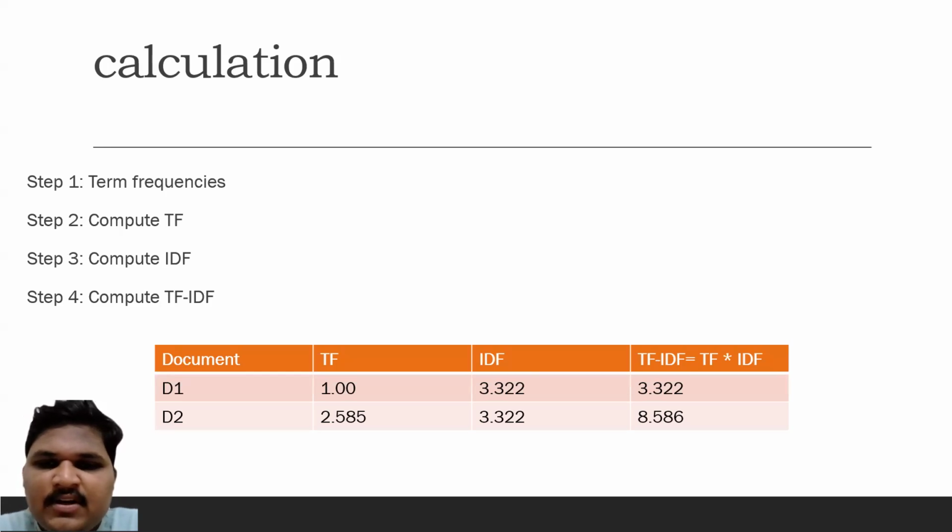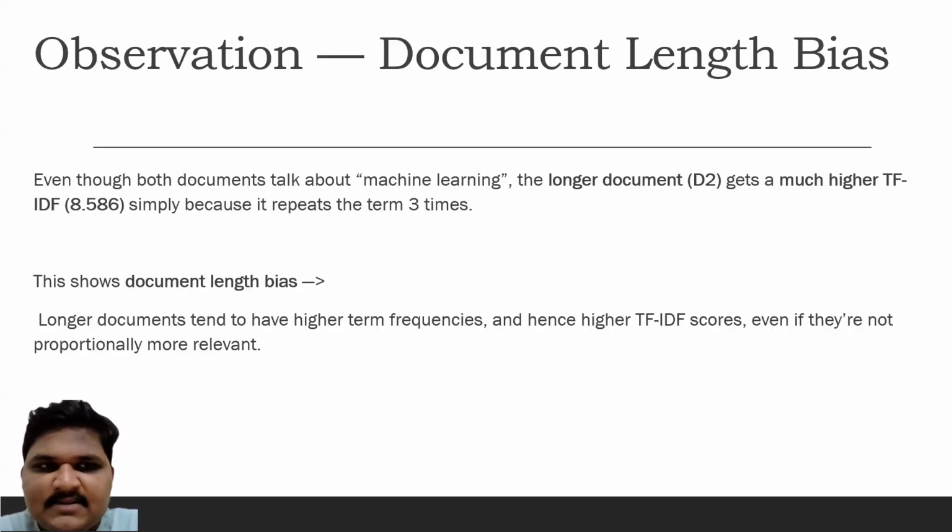Here is the table of the TF-IDF for the documents D1 and D2. Here we can see for document 1 the TF is 1 and the IDF is 3.322, and the TF-IDF is 3.322, as well as for document 2 the TF score is 2.5 and the IDF score is 3.322, and the TF-IDF score is 8.586.